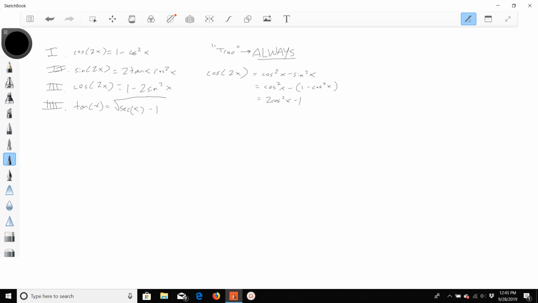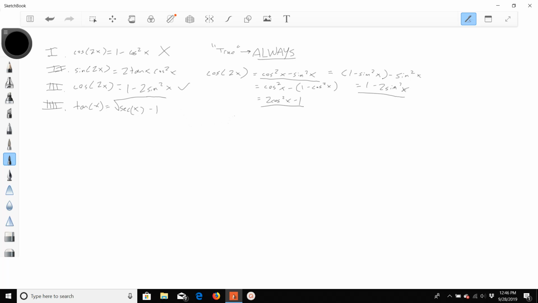Or you could have made it 1 minus sine squared x minus sine squared x, which is 1 minus 2 sine squared x. So you've got this form, and this form for your 3 different versions of cosine of 2x. So right off the bat, we know this is false. We know this is true, and that's all we can do with that first one there.